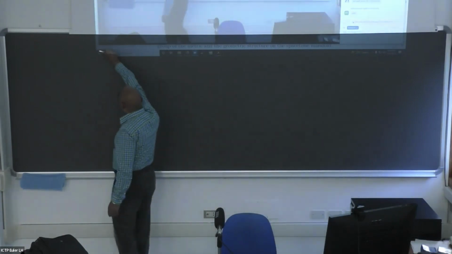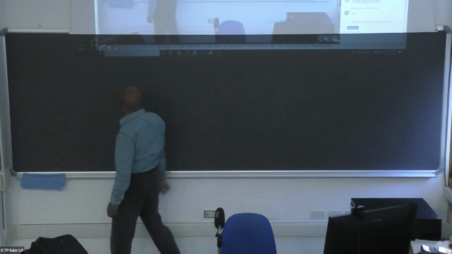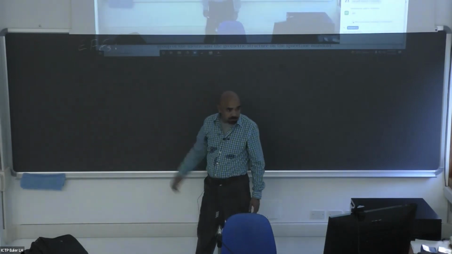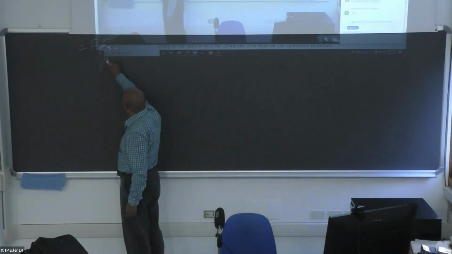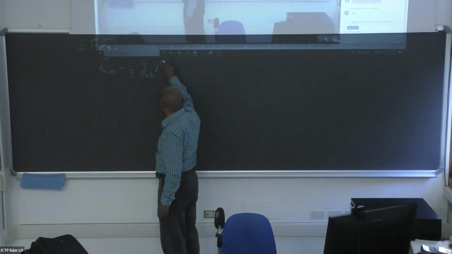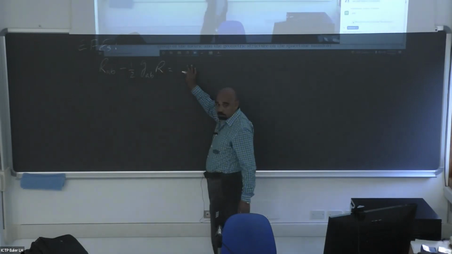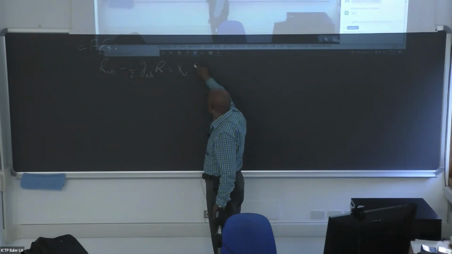So the Einstein field equations, we denoted them by EFEs, and we wrote them as R_ab minus half g_ab R is equal to some constant, which we will call kappa, times T_ab.